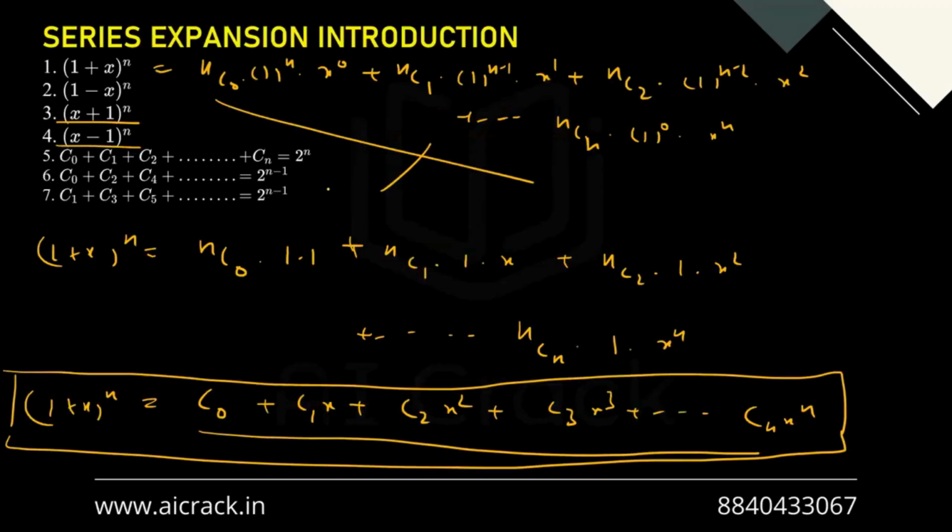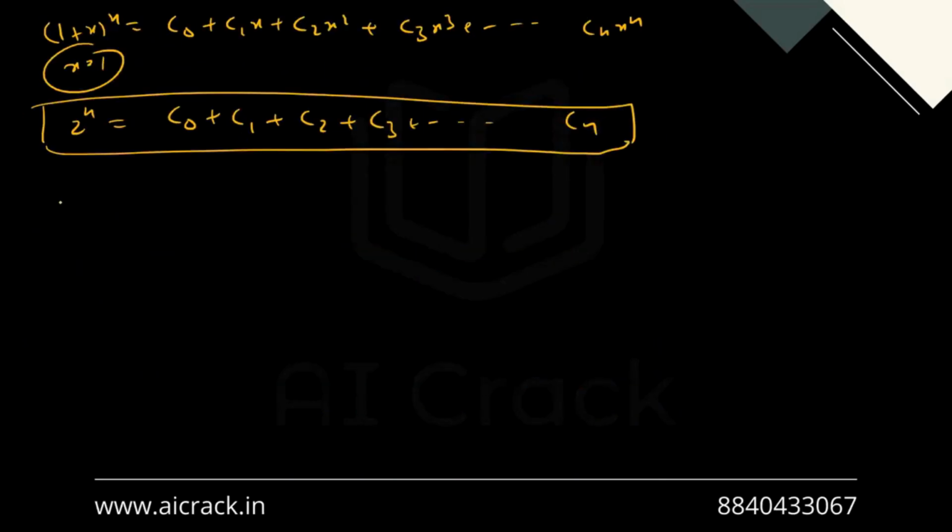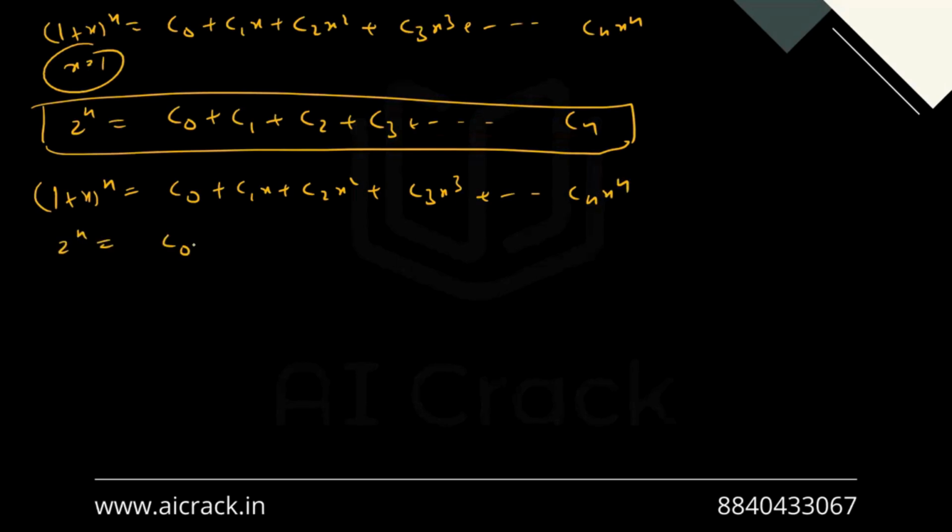Now, if we talk about the sixth one, that is C0 plus C2 plus C4 till the end, that is equal to 2 raised to the power n minus 1. We can see that we are adding up terms with even subscripts, okay, C0, C2, C4, C6 till the end, right? For that, we'll again be utilizing (1 plus x) raised to the power n. That is C0 plus C1x plus C2x square plus C3x cube till Cn x raised to the power n. If you put x equals to 1 over here, you'll get 2 raised to the power n equals C0 plus C1 plus C2 plus C3 till Cn. That is our first equation.